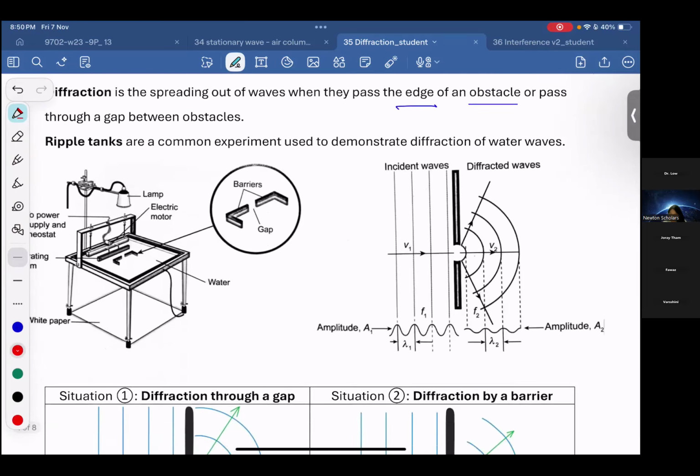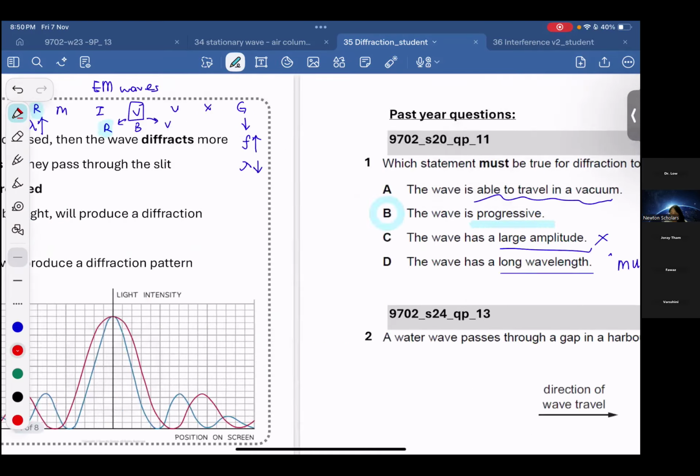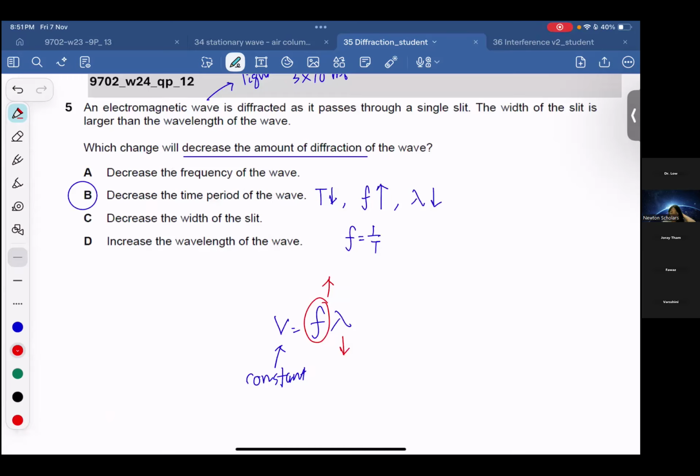Maybe in the notes here: wavelength becomes longer, so greater spreading, or we say frequency becomes lower. How do you make frequency become lower? Maybe your period can be higher. You take some notes, they are affecting each other. Okay, if you're done for this part, can you go to question number 6?